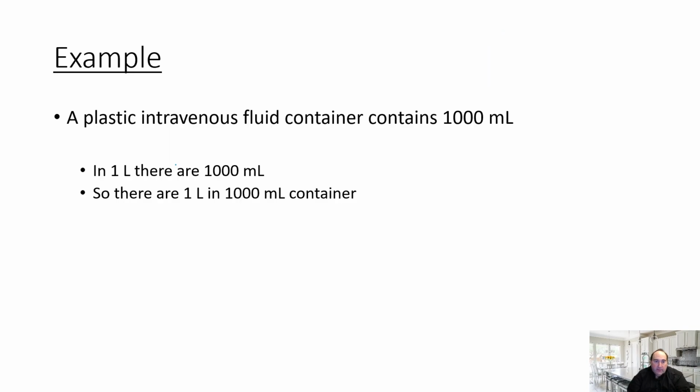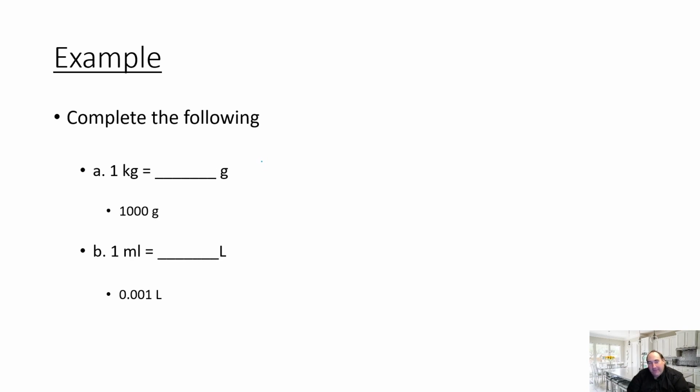All right, so a plastic IV bag contains 1,000 milliliters. So in 1 liter, there's 1,000 milliliters. So we would have 1 liter is 1,000 milliliters. Not quite sure what the question was there. I feel like it's missing, but I'm going to go on from that one.